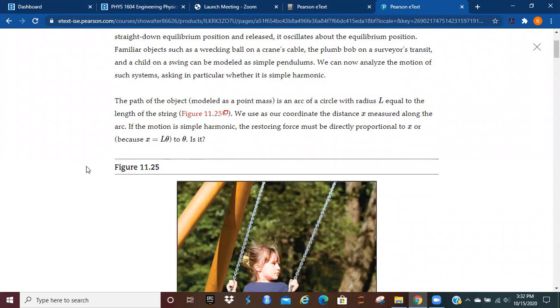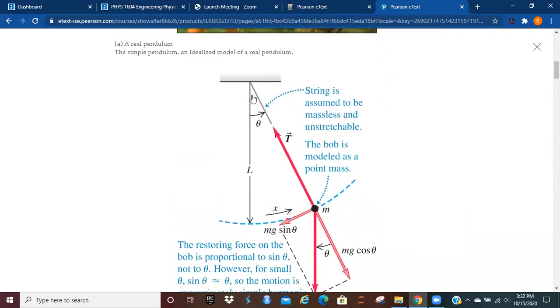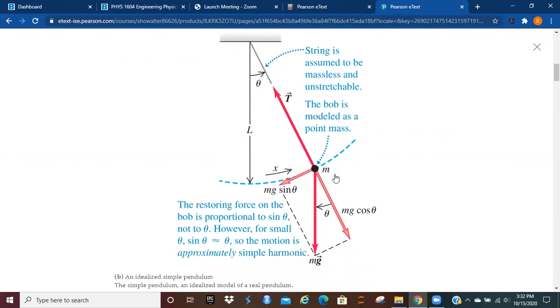So the path of the object, modeled as a point mass, is an arc of a circle with radius L equal to the length of the string. Whatever the point mass is here, we've got L, and we're going to be bringing it out. Obviously, it's got tension in the string. The string is considered to be massless and unstretchable. And we've got the weight of the mass being pulled straight down. If we break it into components, we would have a sine component going this way and a cosine component going this way.